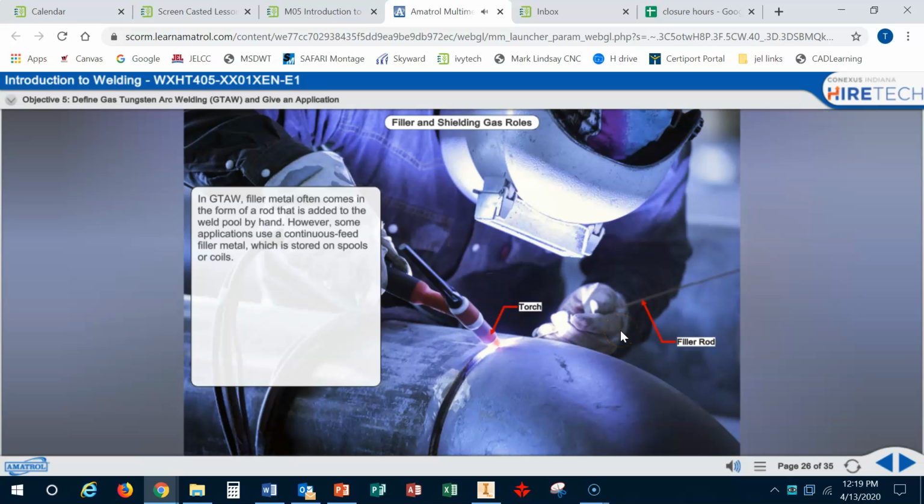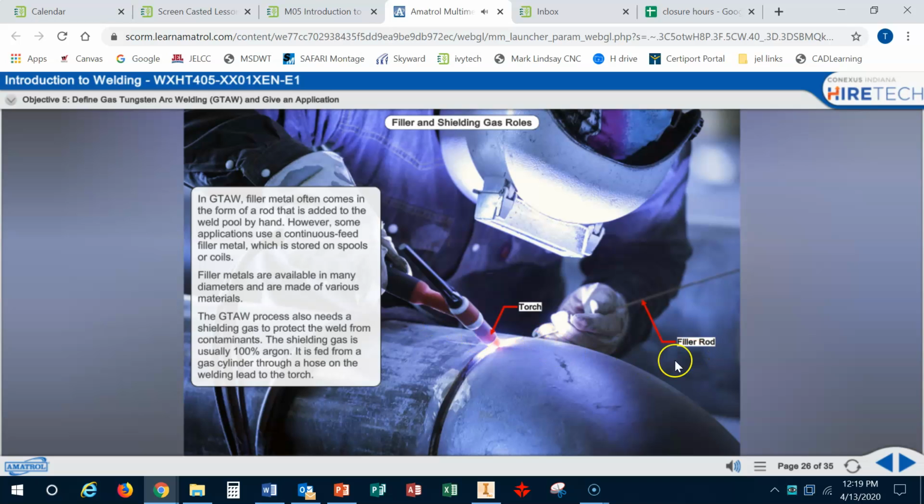In GTAW, filler metal often comes in the form of a rod that is added to the weld pool by hand. However, some applications use a continuous feed filler metal, which is stored on spools or coils. Filler metals are available in many diameters and are made of various materials. The GTAW process also needs a shielding gas to protect the weld from contaminants. The shielding gas is usually 100% argon. It is fed from a gas cylinder through a hose on the welding lead to the torch.